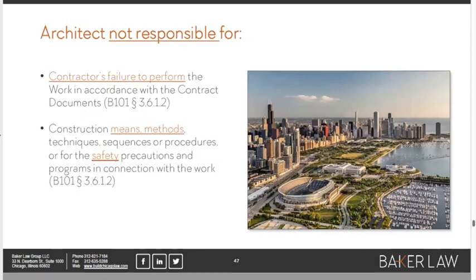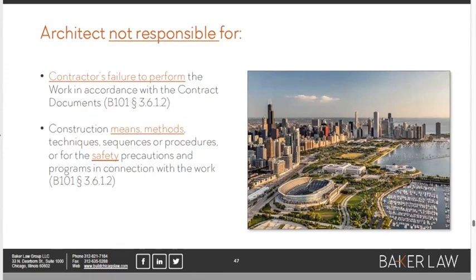And so let's talk about what the architect is not responsible for, okay? It says very clearly in the owner-architect agreement, the B101, the architect is not the guarantor of perfect construction. They're not responsible for the contractor's failure to perform the work in accordance with the contract documents. They're not responsible for the means and methods and safety precautions associated with the work.